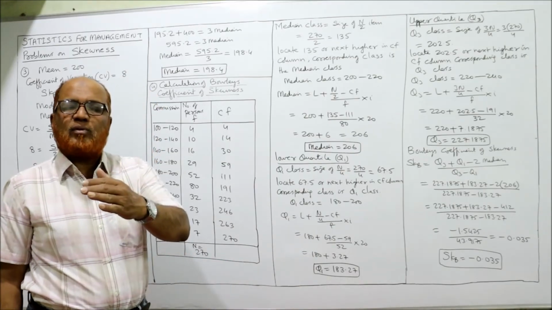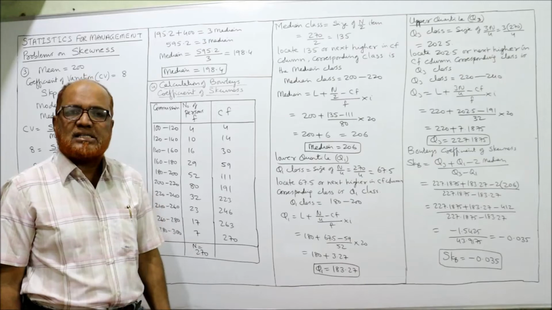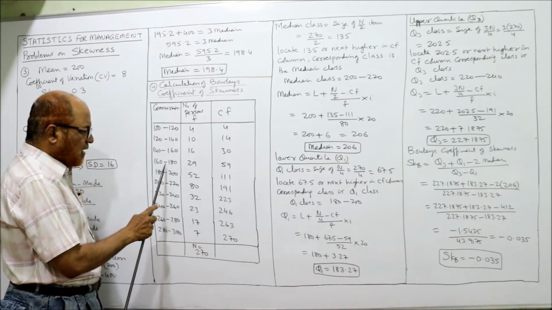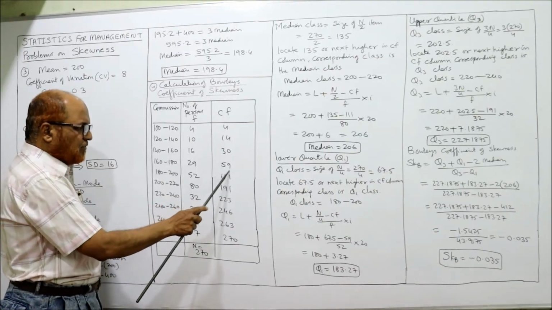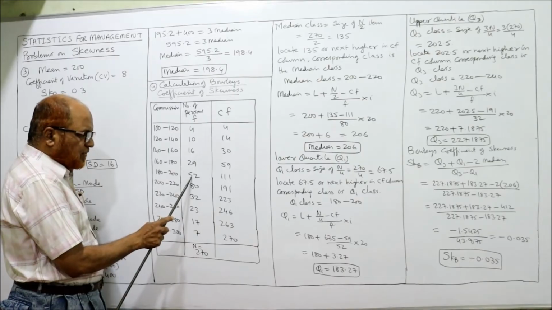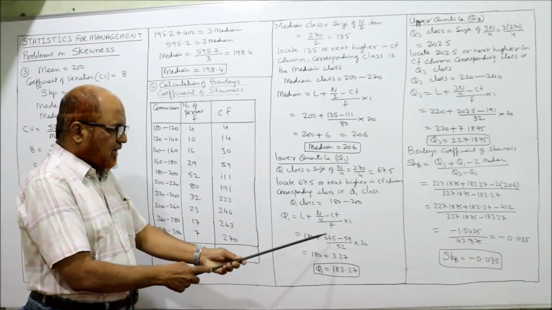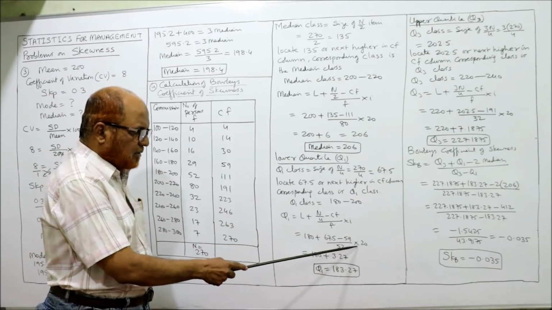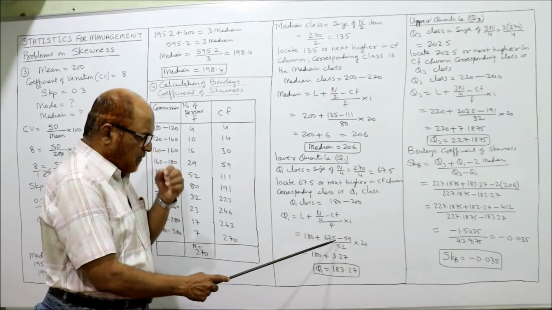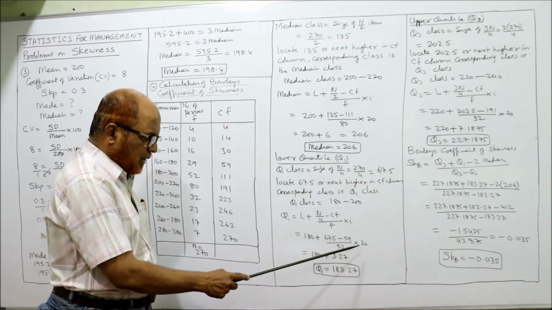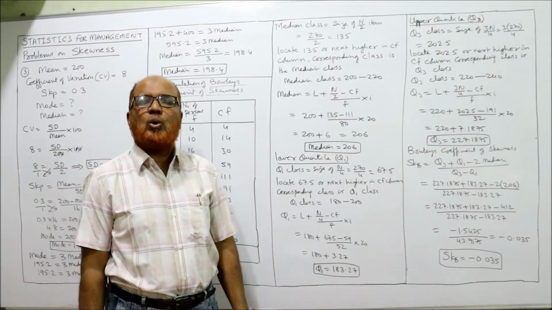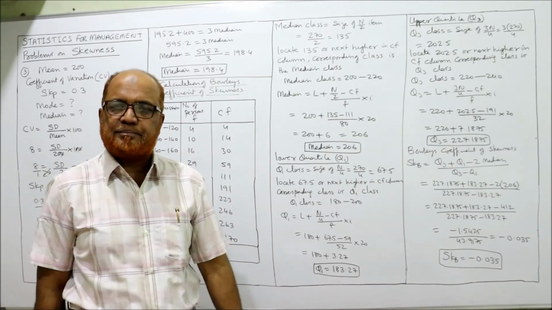Lower limit 180 plus n by 4, 67.5. CF is the cumulative frequency of the class preceding the Q1 class. Q1 class is 180 to 200. Before that is 160 to 180, and its CF is 59. So 59 is the CF and frequency is 52. So 59 by 52 into I, width. Width is 20. So 180 plus (67.5 minus 59) divided by 52 into 20, you will get 3.27. So 183.27 is the Q1, first quartile.